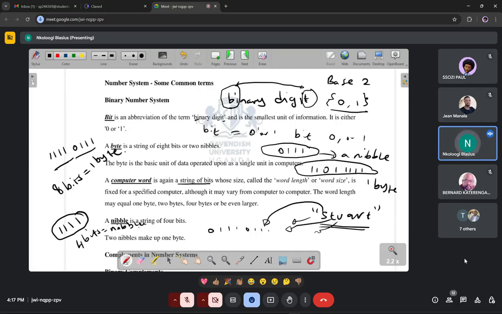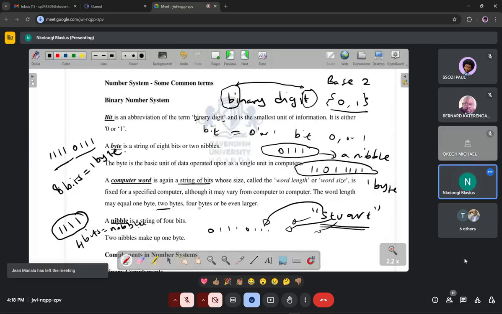And then later, I talked about a computer word. I said a computer word can be a string of bits whose size, or word length, or word size, is actually fixed for a specified computer. So this can vary from computer to computer. So the word length may be equal to 1 byte, 2 bytes, 4 bytes, or even larger. Okay. Yeah, so that is what I was talking about. So does that help now?